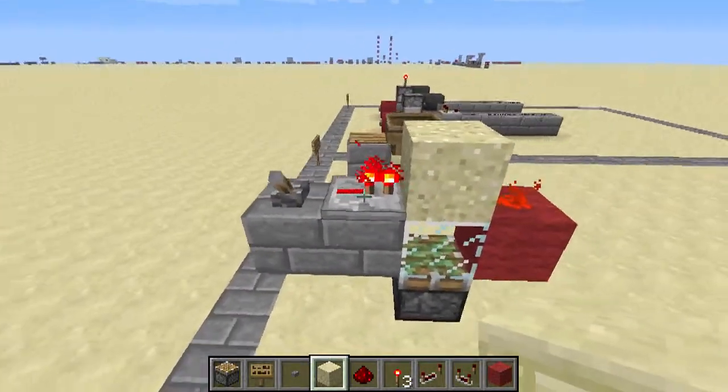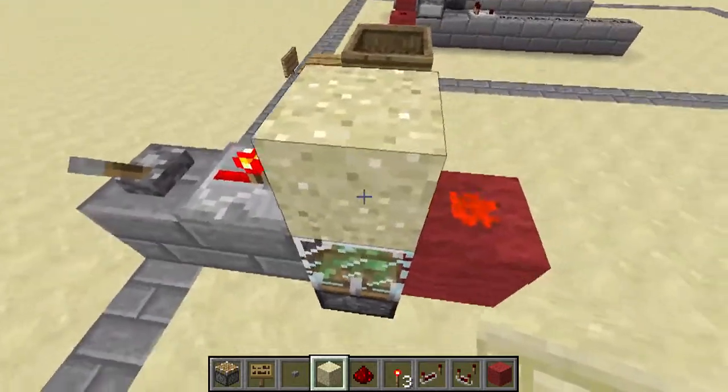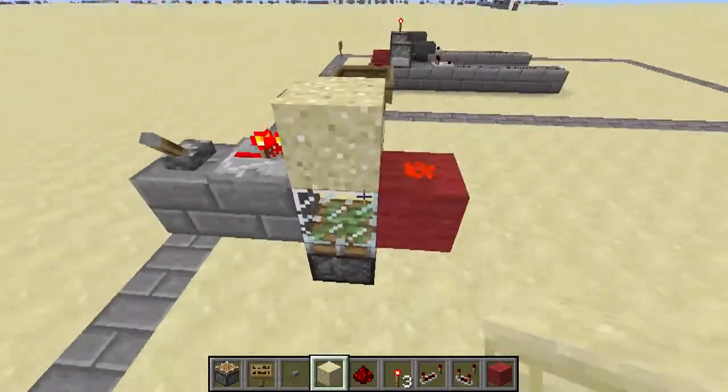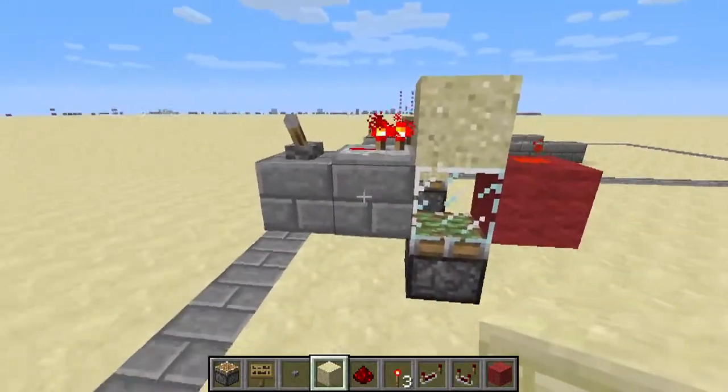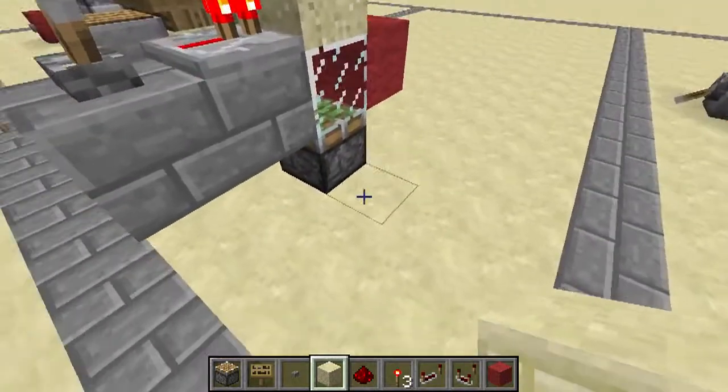So we have a lever which is just powering this repeater, which pushes the signal through the sand block to the other side. All seems fairly normal, doesn't it? And to a degree it is. There's nothing wrong with that. But watch what happens here.